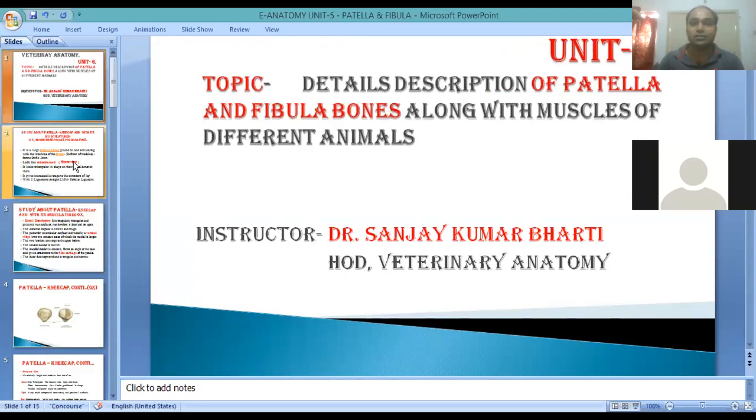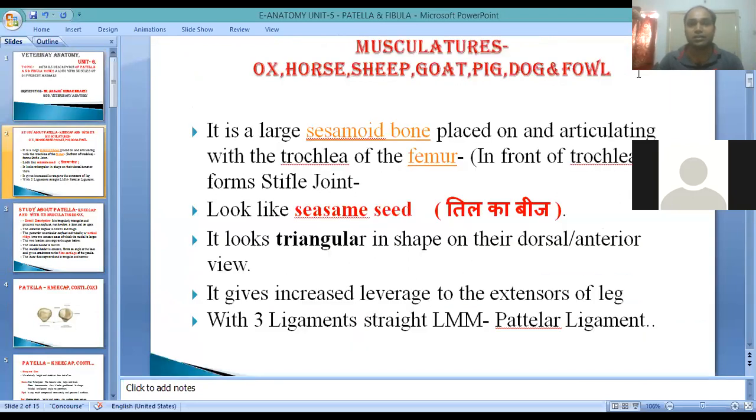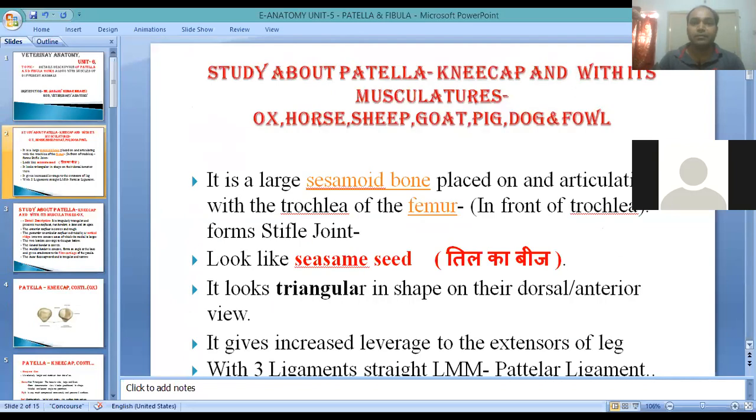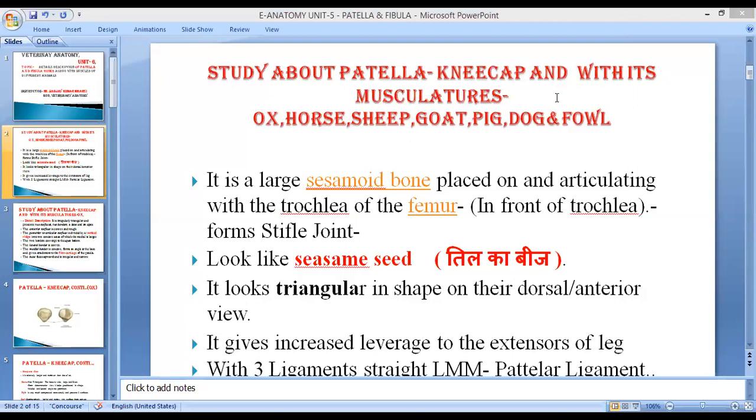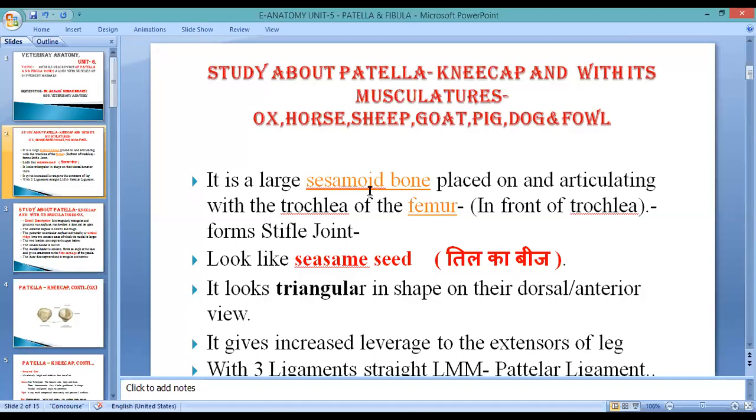So first we will start with the patella. We all know it as the kneecap. Kneecap means, in human beings or in animals, this patella is called a kneecap. It plays a major role in covering the knee of the animals as well as of human beings. So it is known as the kneecap. This is the largest sesamoid bone.